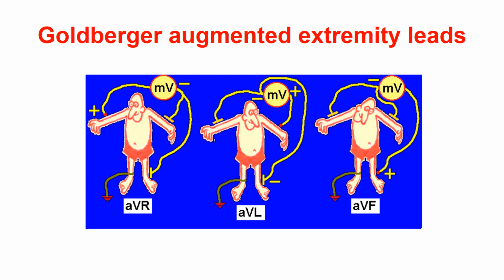Together with leads 1, 2, and 3, augmented limb leads AVR, AVL, and AVF form the basis of the hexaxial reference system, which is used to calculate the heart's electrical axis in the frontal plane.